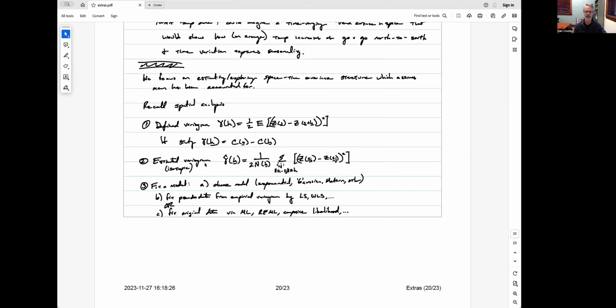And then if we wanted to fit a model to our variogram, we would choose a model. So we could choose exponential or Gaussian or Matern or whatever. And then we had 2 choices, basically. We could fit to our pseudo data, those points, via least squares or probably weighted least squares. Or we could fit the original data via maximum likelihood or composite likelihood or something like that. Really where we're going to focus in this lecture is number 2, on the estimated variogram.